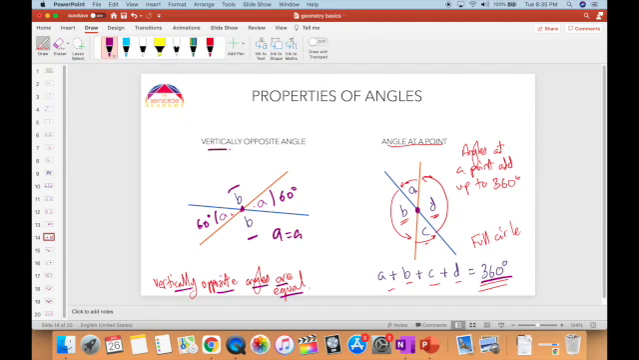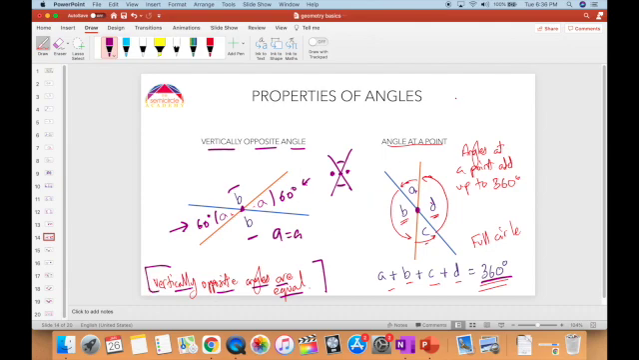What they do is they form vertically opposite angles, right? So if I have any X, any X at all, it does not matter, then the angles that are vertically opposite, so this angle here and this angle here, they will be equal. This angle here and this angle here will also be equal. So we can see here, if the angle A is 60 degrees, well then this angle on this side is also going to be 60 degrees. Vertically opposite angles are equal.